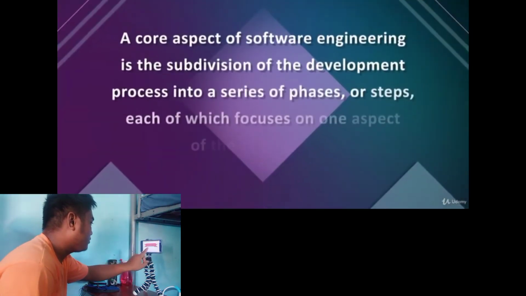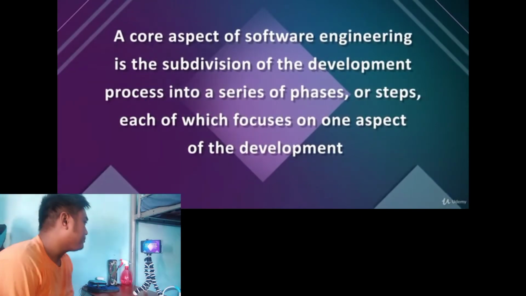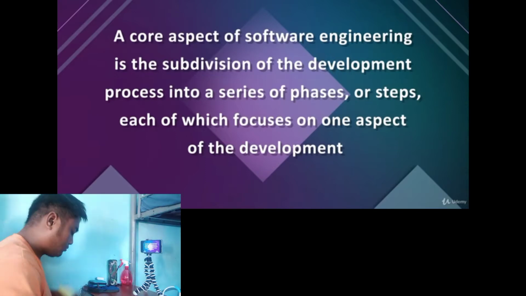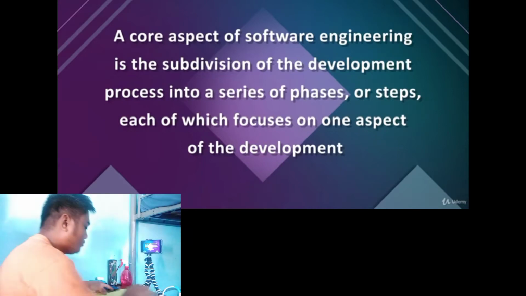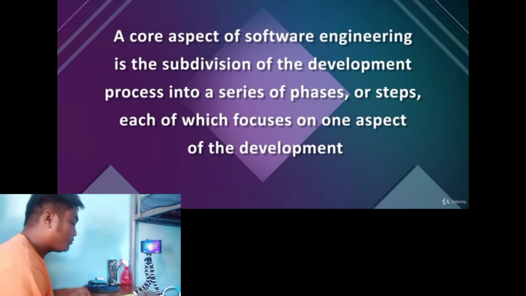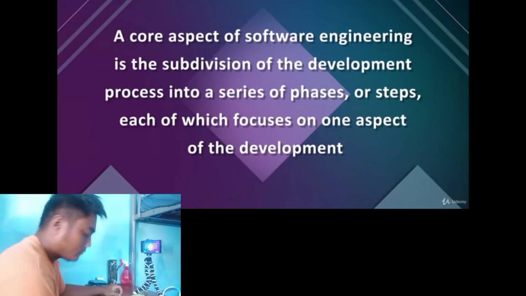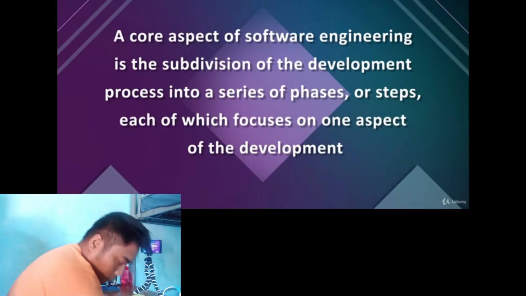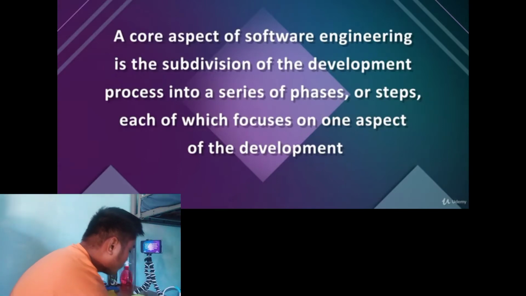A core aspect of software engineering is the subdivision of the development process into a series of phases or steps, each of which focuses on one aspect of the development. The collection of these steps is sometimes referred to as the Software Development Lifecycle or SDLC. The software product moves through this lifecycle, sometimes repeatedly as it is refined or redeveloped, until it is finally retired from use. Ideally, each phase in the life cycle can be checked for correctness before moving on to the next phase.